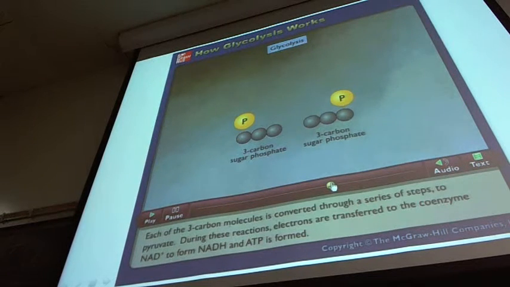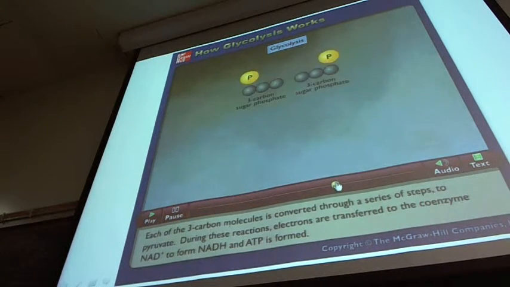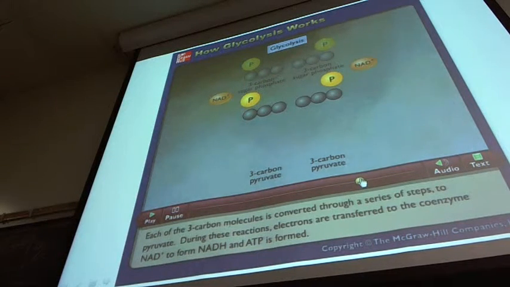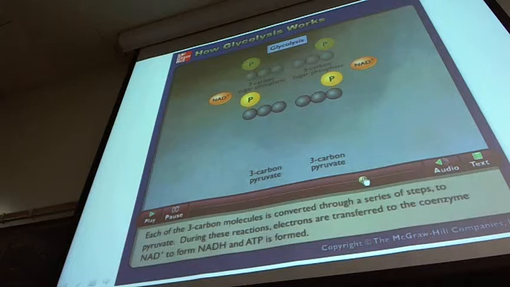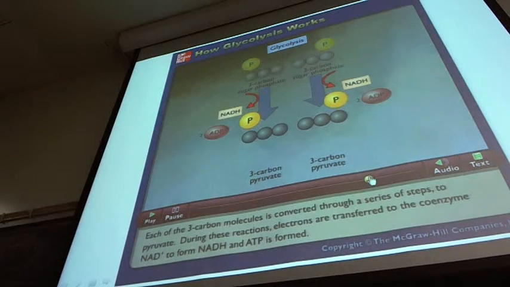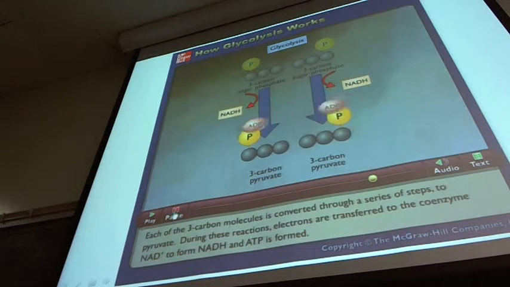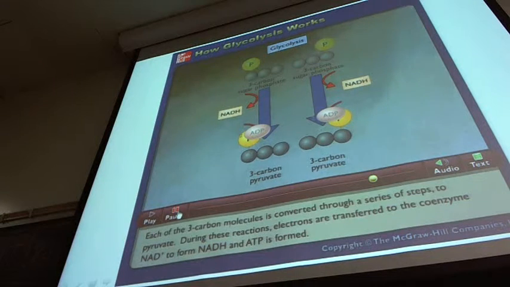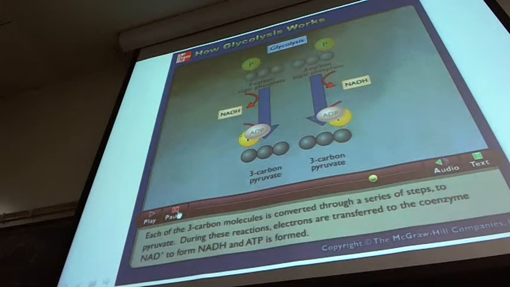So you go down to here, it's broken into 3 carbon, you've got pyruvate. The phosphorus are taken off. NAD is reduced to NADH, and ATP is formed. Remember what we had up here, oil rig. Oxidation, lose, reduction, gain. So what's happened is your NAD has picked up a hydrogen, it's been reduced to NADH. And that's very important.